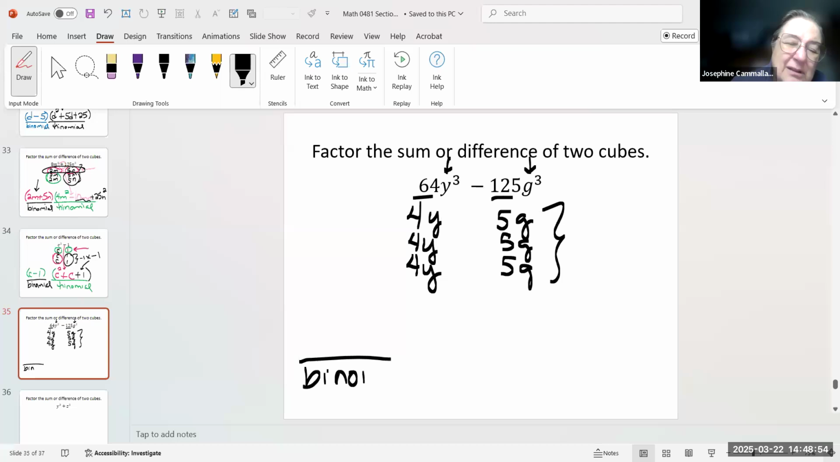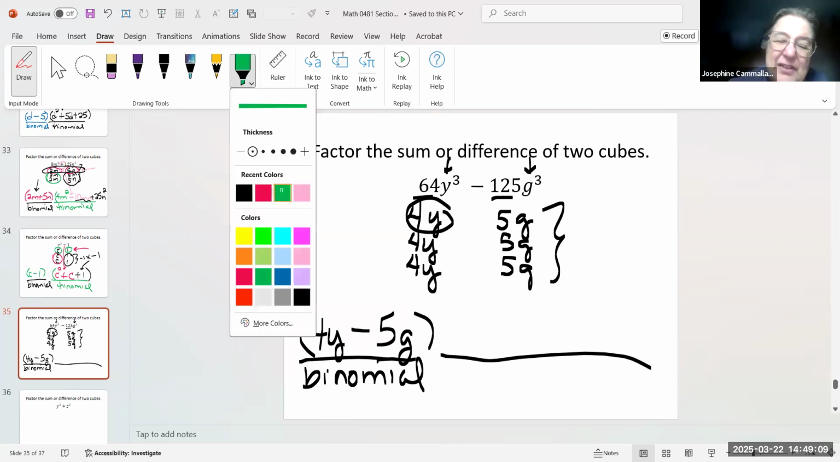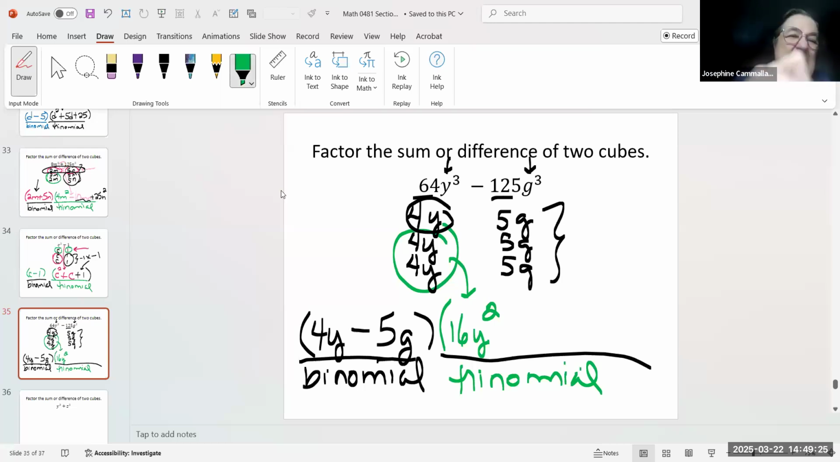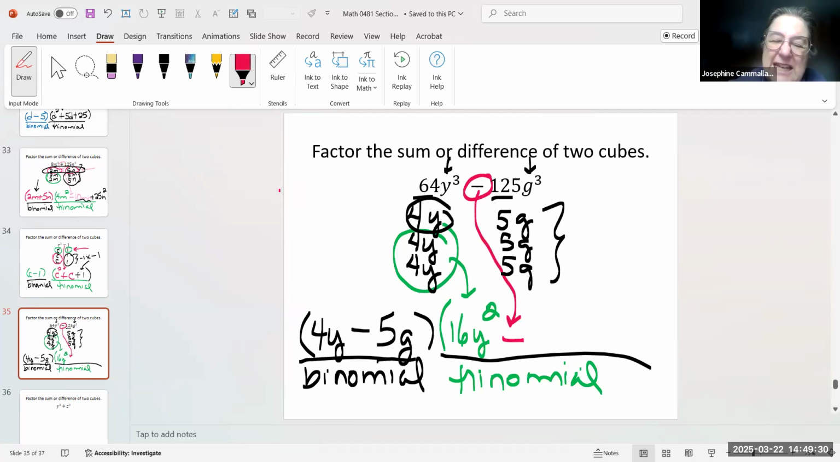The binomial is going to be 1, 4y minus 5g. Then I have the trinomial. Well, got to take these two and put them right here. 16y squared. This sign is going to change.